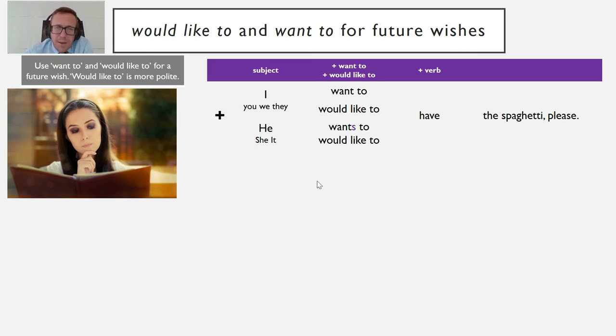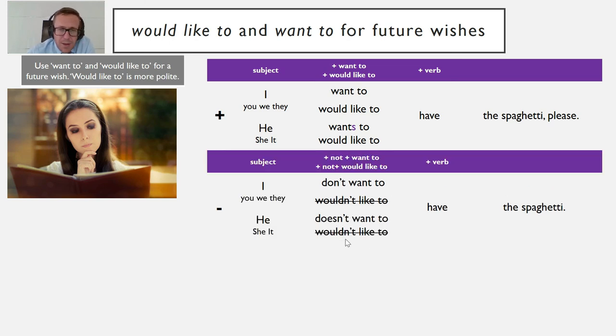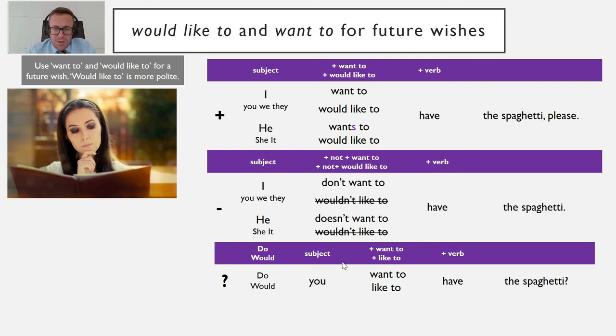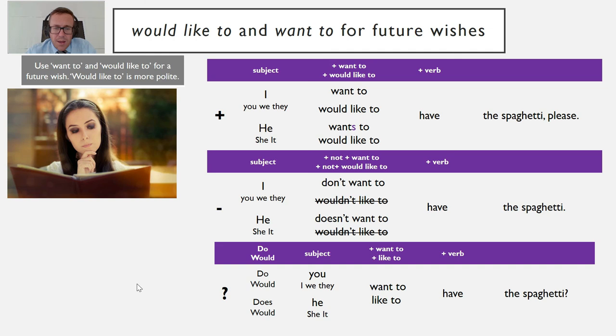In the negative, I don't want to have the spaghetti. I wouldn't like to have the spaghetti. Some people think that wouldn't like to is okay, but it doesn't really mean the same thing in the negative. So just use I don't want to have for something you don't want in the future. And he doesn't want to have the spaghetti. The question, do you want to have the spaghetti or would you like to have the spaghetti? So the would becomes the auxiliary at the start of the sentence. Do, subject, would like, and then want, and then verb. If it's he, then you need to change it to does he like to have the spaghetti?